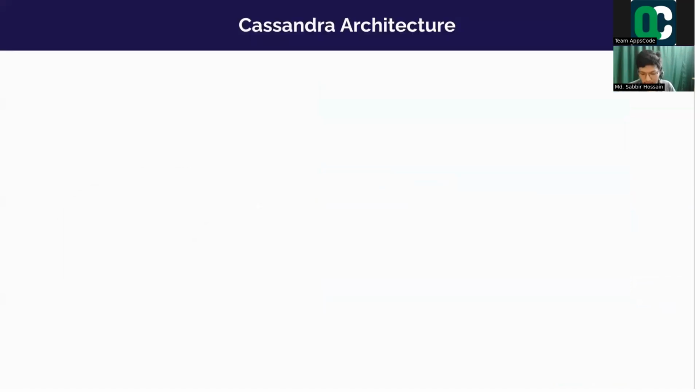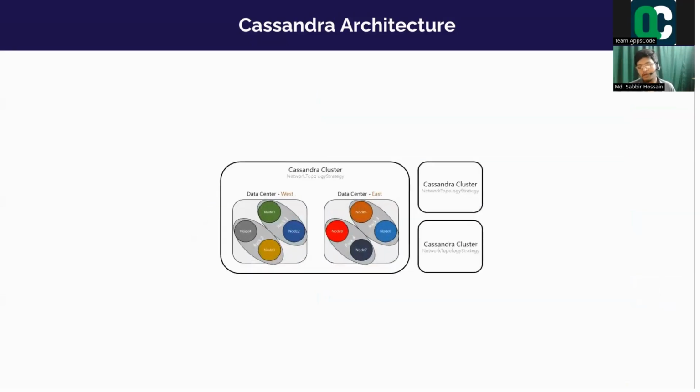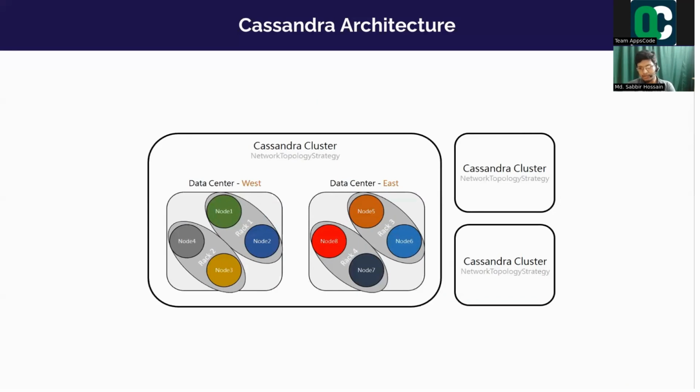Okay, let's go through the architecture of Cassandra. Cassandra's architecture consists of node, cluster, data center, and rack. A node is a single instance of the database. A rack is a logical grouping of nodes within a data center, typically representing physical server racks. Cassandra places replicas on different racks to reduce the impact of hardware failures.